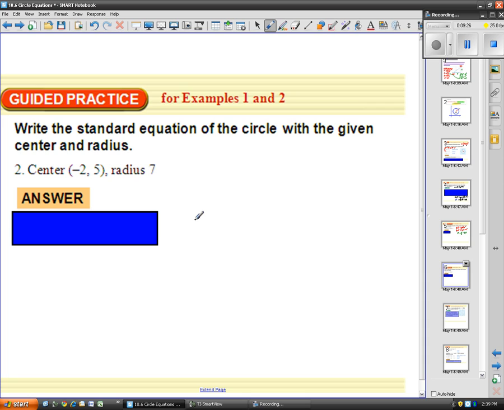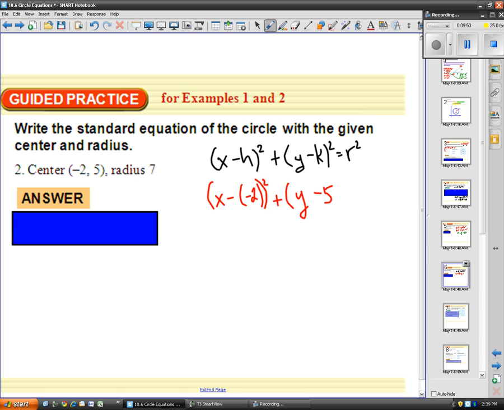So I start out with the equation (x minus h) squared plus (y minus k) squared equals r squared. That's my standard equation. That's what I want every time. Plugging in h to be -2, so it's going to be (x minus negative 2) squared plus (y minus 5) squared equals 7 squared.